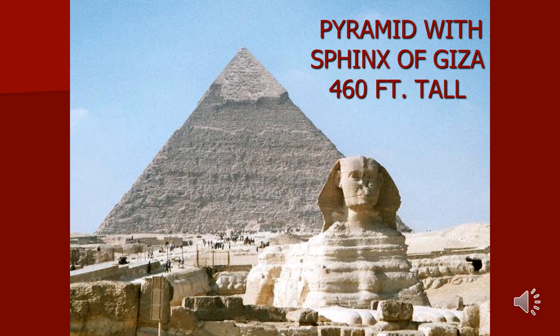However, now they're realizing it has water damage, weathered by water, which could make it older than the pyramids. It has water damage that the pyramids themselves do not exhibit. So that's why they're thinking it could have been placed there first. The Egyptians called it the terrifying one. You might notice that the nose had been chiseled off by iconoclasts who believed, centuries later, that people shouldn't be depicting the human face.